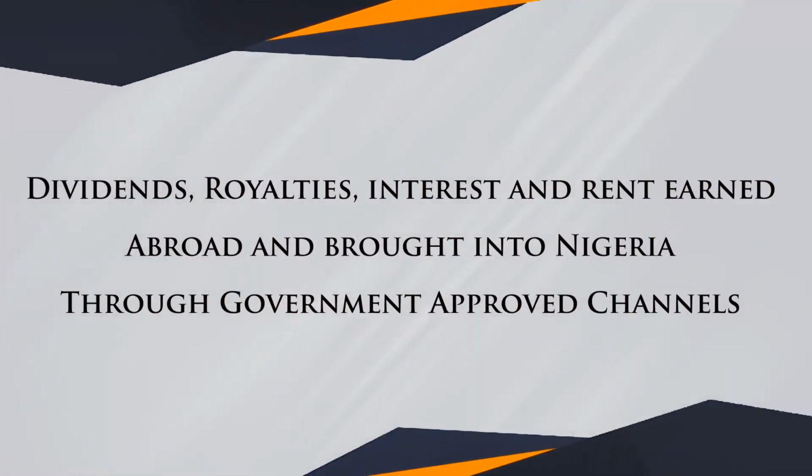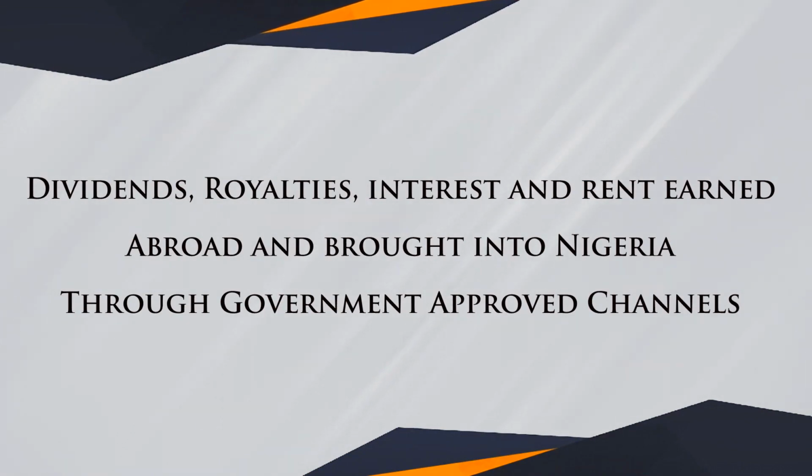The very second company income tax exemption is the companies that have an annual gross profit of 25 million and below. If you fall under this category, then you will not be paying the company income tax. The very third category is dividends, royalties, interest, and rents earned abroad and brought into Nigeria through government-approved channels. These types of incomes are exempted from paying the company income tax in Nigeria.